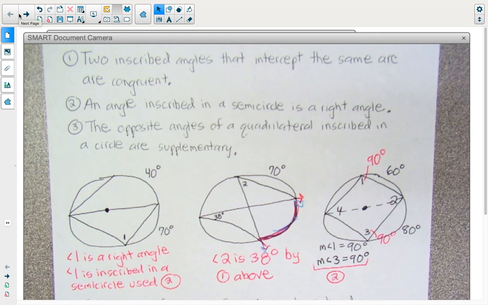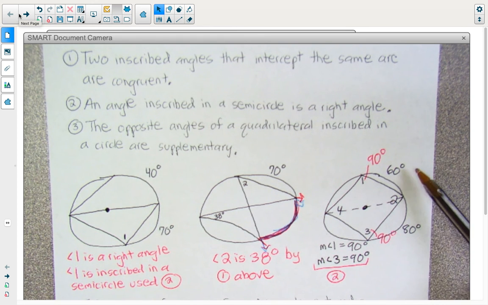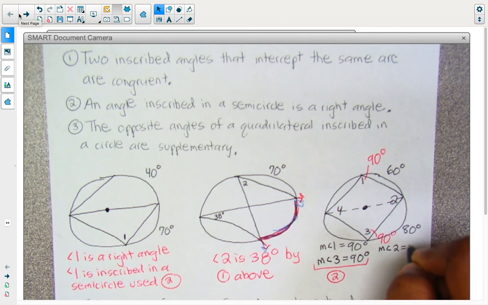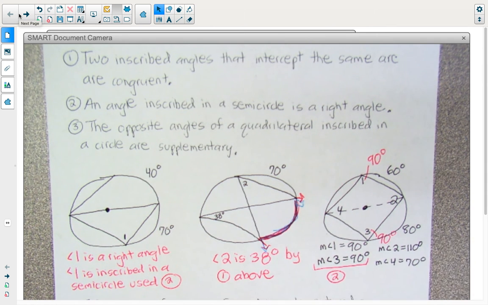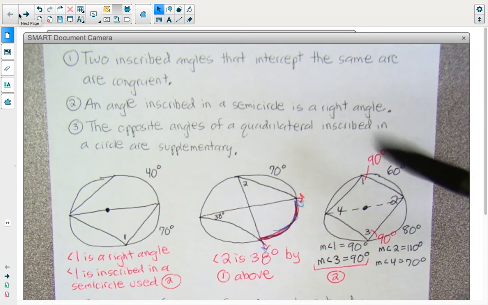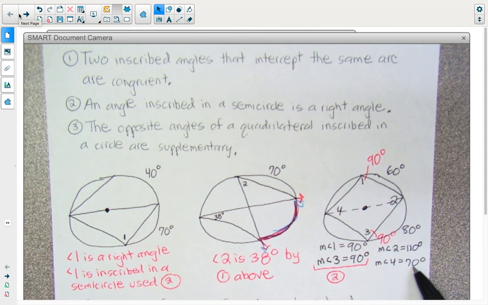I also can use the fact that I have these here that are being intercepted by an arc. So regardless, we can find that the measure of angle 2 is 110 degrees, and the measure of angle 4 is 70 degrees. Just a quick recap in case you didn't see that: 60 plus 80, if I add that together and divide it by 2, it'll give me the measure of angle 4. That's where I got that from.